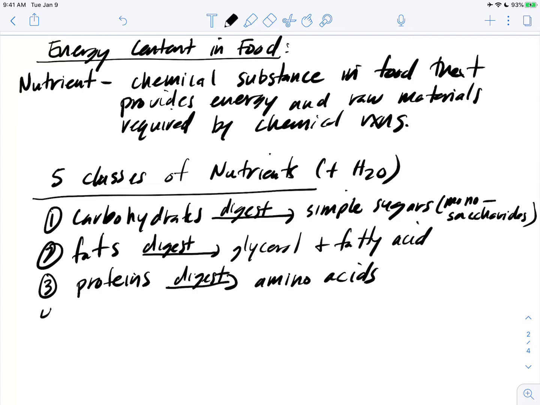We have 2 others that are not broken down, but they are still essential for our functions. So these are just straight up raw materials. So we have vitamins and we have minerals. So these are the 5 classes of nutrients. And we're going to first look at a couple things about them, and then we're going to break down each one of these in more detail.